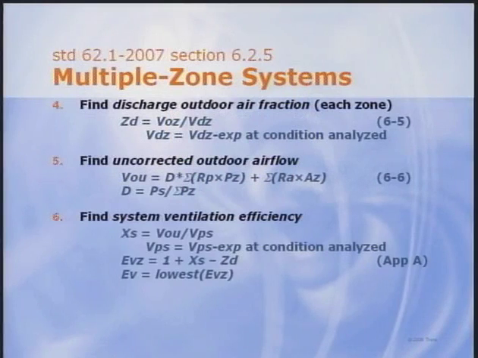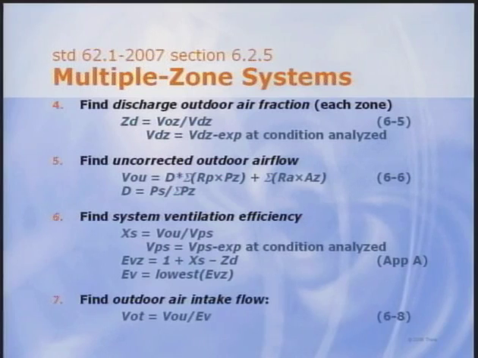The 6th step is to find the system ventilation efficiency. To do this, first find the average outdoor air fraction for the system. It's the ratio of uncorrected outdoor airflow to the highest expected system airflow at the condition being analyzed, which is probably block airflow for conservative designers. Next, find the ventilation efficiency for each zone, and then the system ventilation efficiency, which is simply the lowest of all the zone efficiencies. The 7th step is to divide the uncorrected outdoor airflow by the system ventilation efficiency to find outdoor air intake flow required.